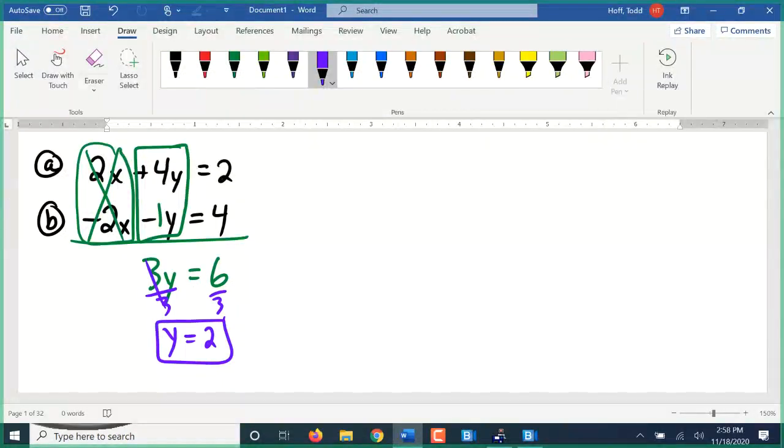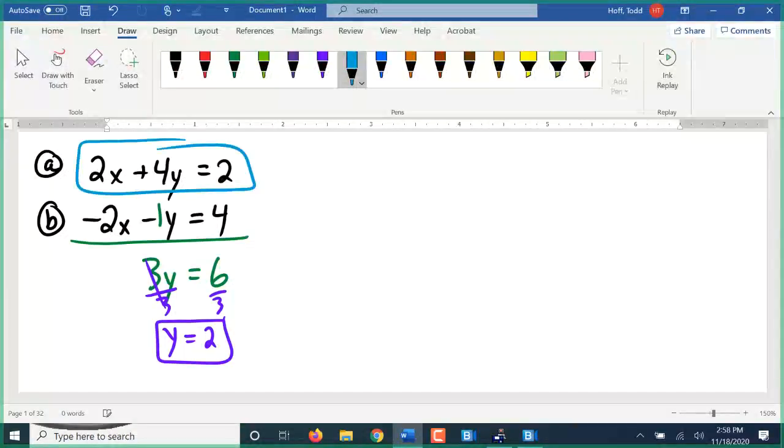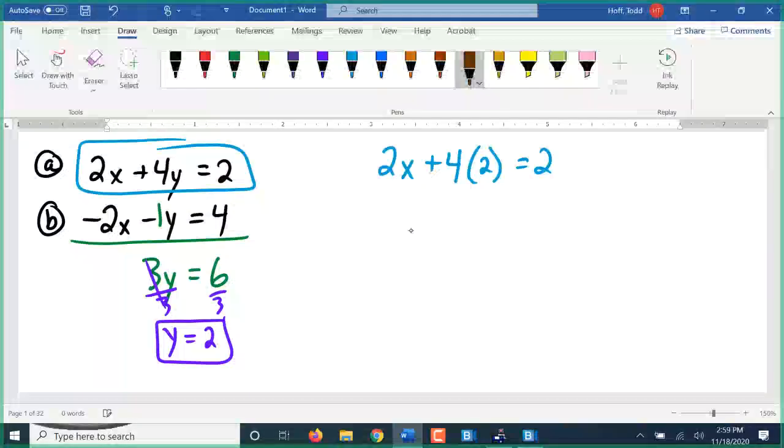Now we can go back and we can use either of the original equations to solve for x. We put the 2 in for y. I'm going to use the top one because there's no negatives. I prefer to work with positive values. So 2x plus 4y, well, 4y becomes 4 times 2 equals 2. I have to combine what I can combine first. 4 times 2 is 8. So that's 2x plus 8 equals 2. And now it's just an equation to solve.